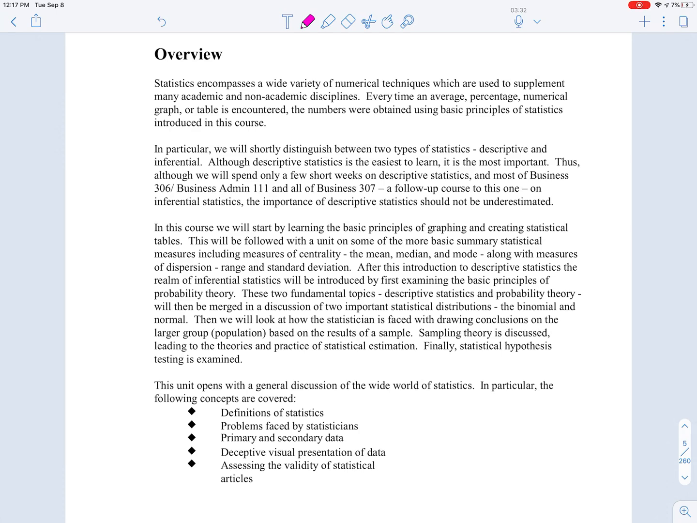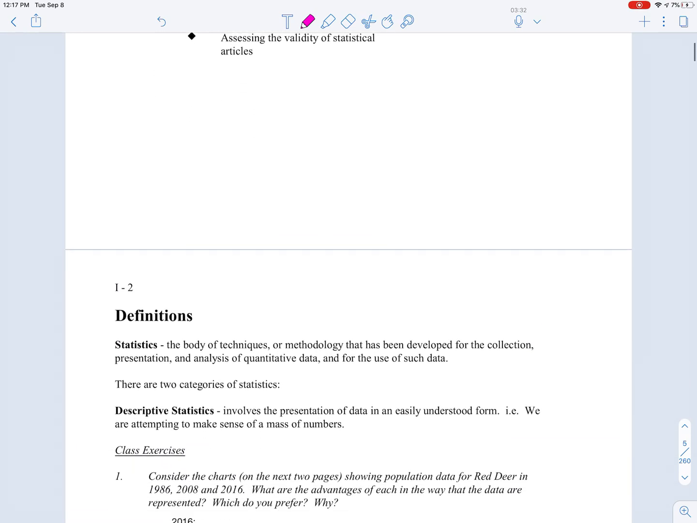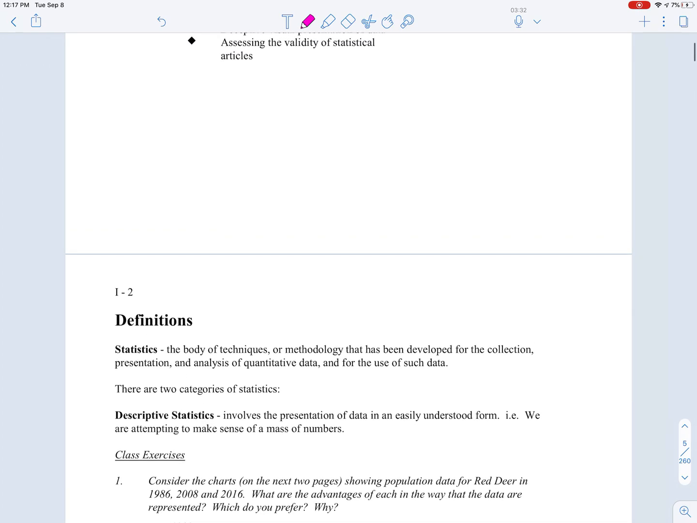And then we're going to talk about some statistical articles, and you're going to look at those and say, well, are they good or are they not good? So with that, let's take a look at some definitions here. And the definition of statistics is the body of techniques or methodology that is being developed for the collection, presentation, and analysis of quantitative data and for the use of such data. Yeesh. But an important word I want you to really note there is the word quantitative.